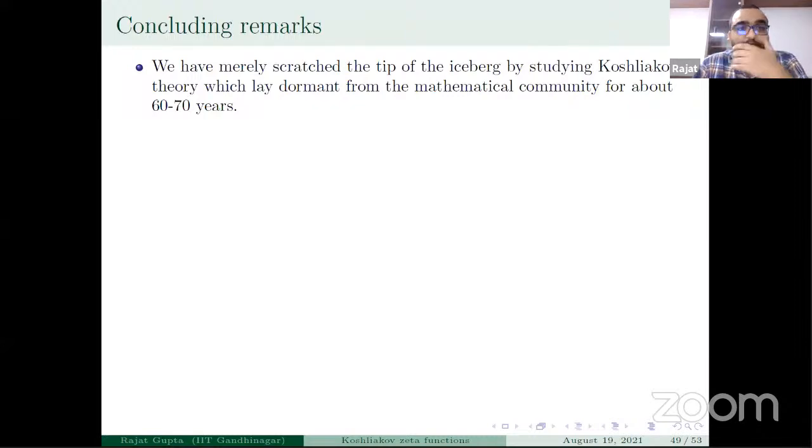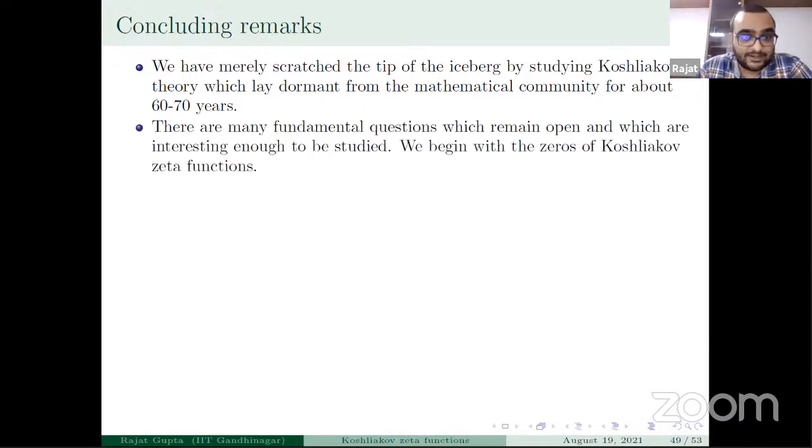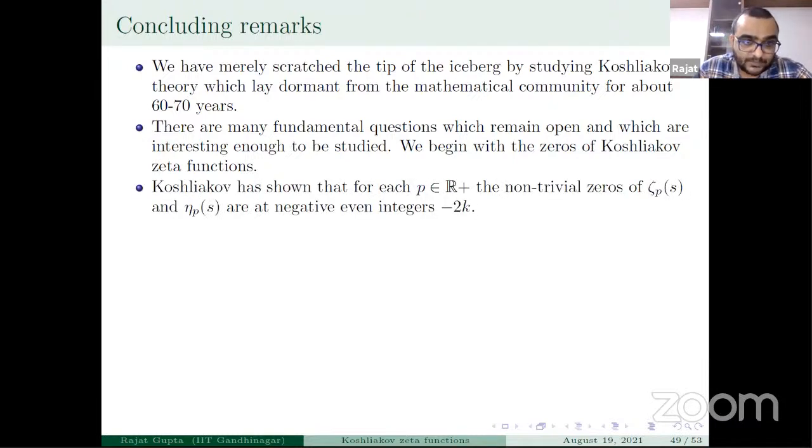Now I'll conclude my presentation with some remarks: we just scratched the tip of the iceberg by studying the Koshliakov theory of the zeta function, which was not present to the mathematical community for about 60 to 70 years. And there are very fundamental questions that arise from this theory: what will be the location of the non-trivial zeros, where do they lie, does there exist any non-trivial zero?